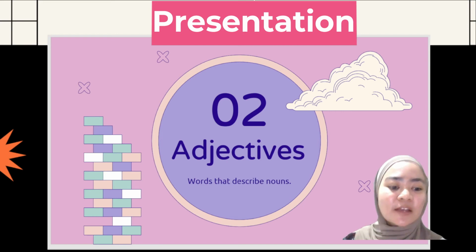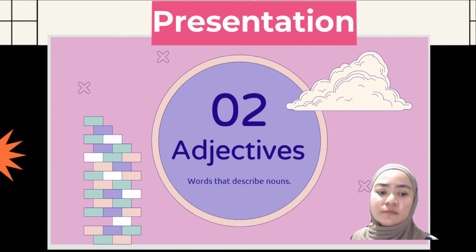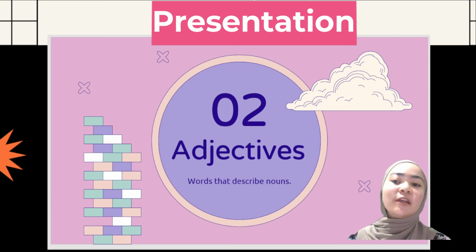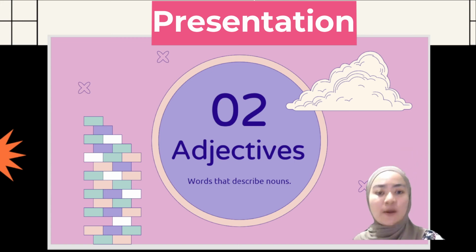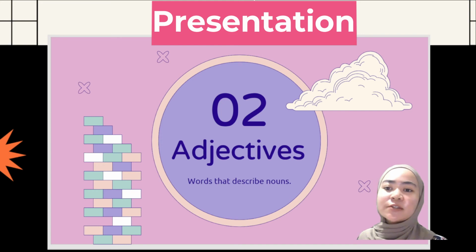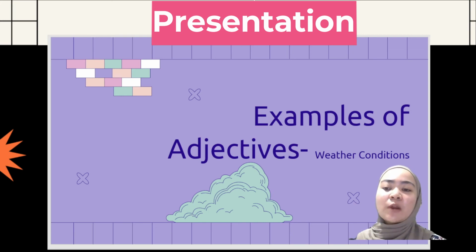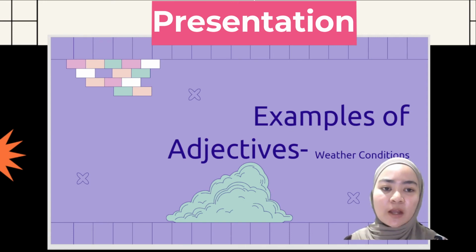Alright, Hasbi Haziq, can you read to me the description for adjective? Word that describes noun. Thank you. Good job. So basically, adjective is a word that describes nouns. Alright? Words that describe noun. So just now we've learned about nouns such as season, ice, temperature, research center. So now we are going to learn about the example of adjective to describe the noun just now. Okay, so basically the adjective will be about weather condition.